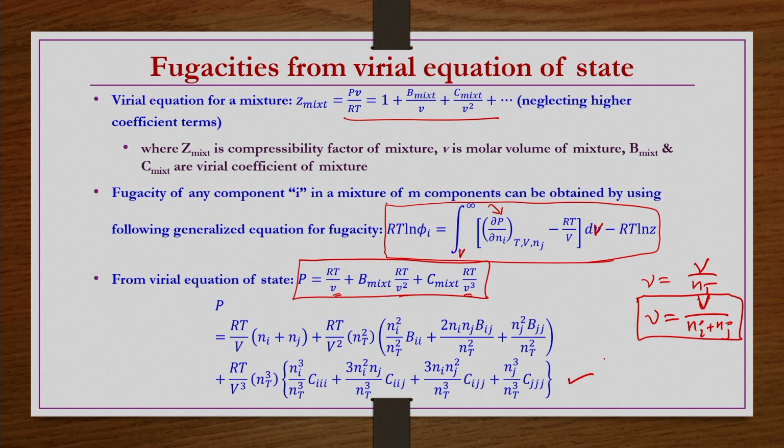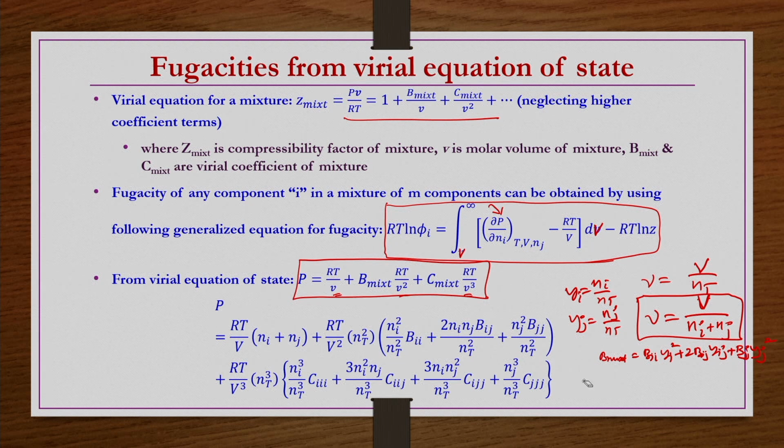We have already seen that B mixture is nothing but Bii Yi square plus 2 Bij Yi Yj plus Bjj Yj square. This is what we know, and then Yi we can write as Ni by Nt, and Yj also we can write as Nj by Nt. So, then we have this expression.